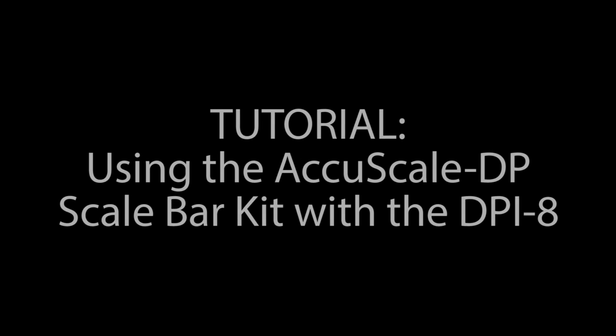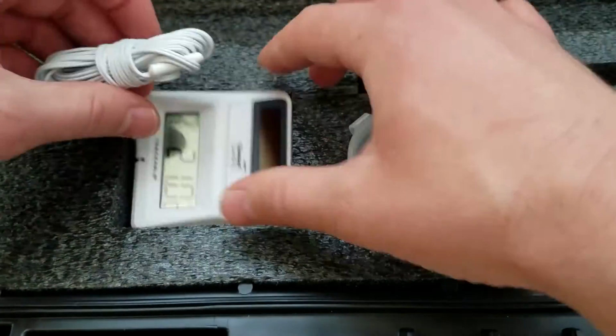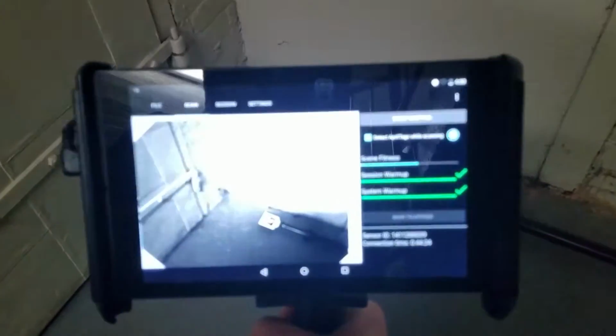Next, I'd like to share a full tutorial of using the AccuScale DP with the DPI-8 kit in the field. So the first step is to verify the temperature on site where you're going to be scanning. Next, you want to set up your kit in the field just like we've done here and begin scanning once you're ready. So I've got my kit ready, my scanner ready, I hit start mapping.